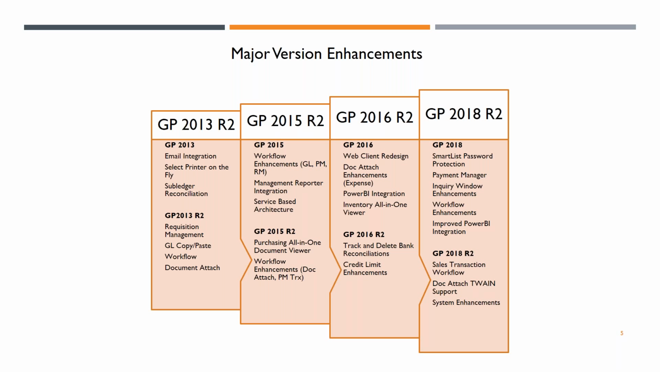And then they did the same thing that they did for purchase orders, where you have the all-in-one viewer. They did that for inventory. So you could track an inventory transaction from the receipt all the way to the sale in a visual way using that screen. In R2 of 2016, they made it possible to track and delete bank reconciliations.